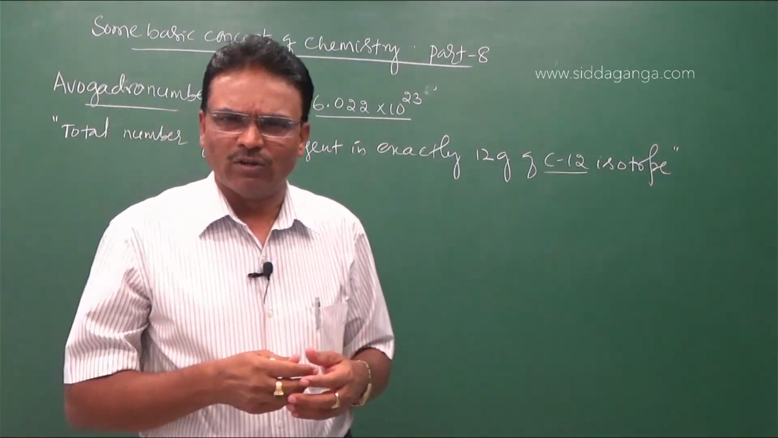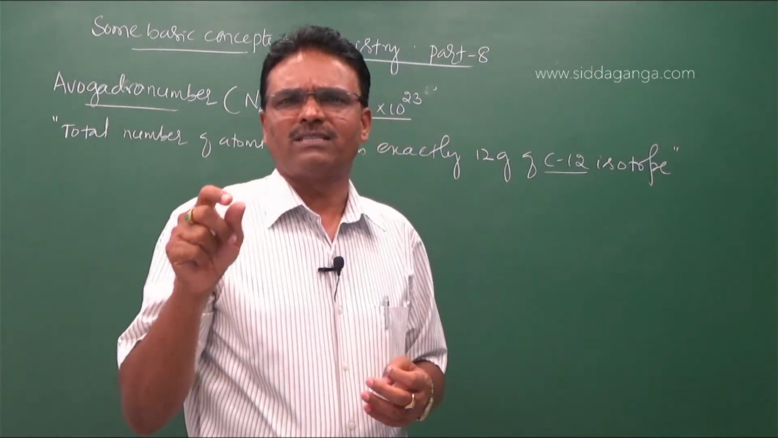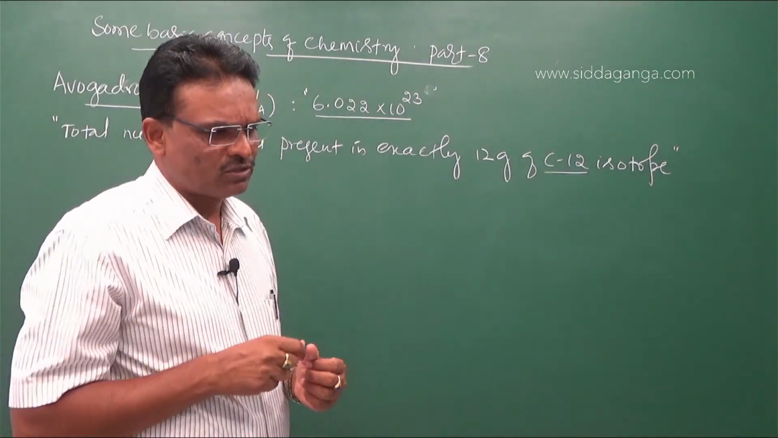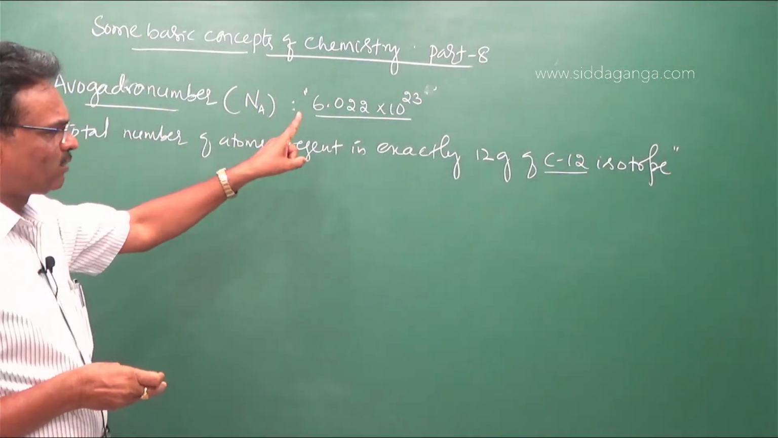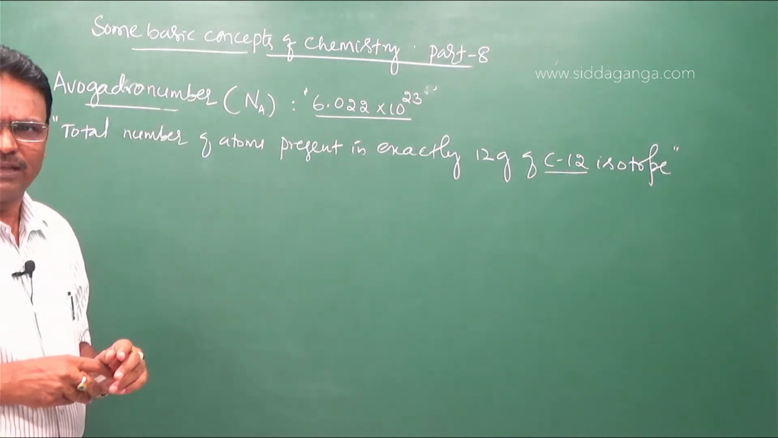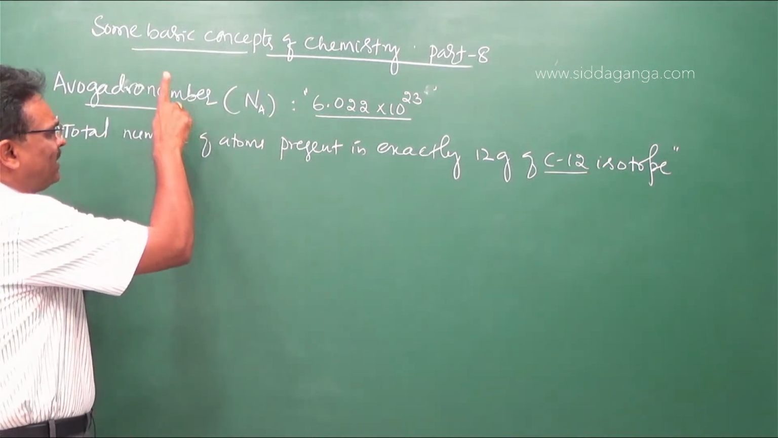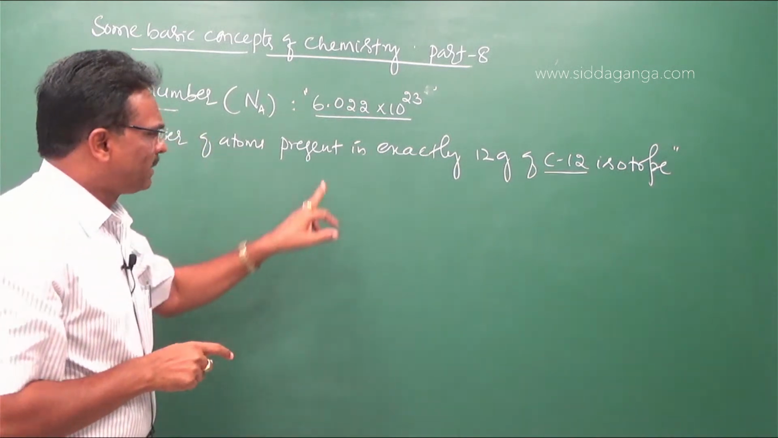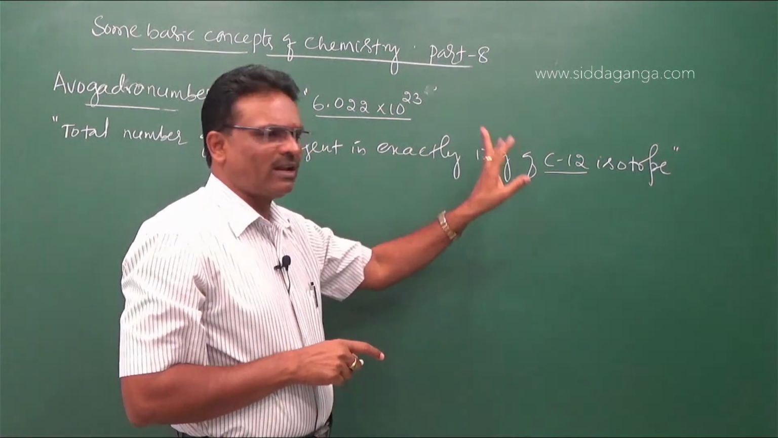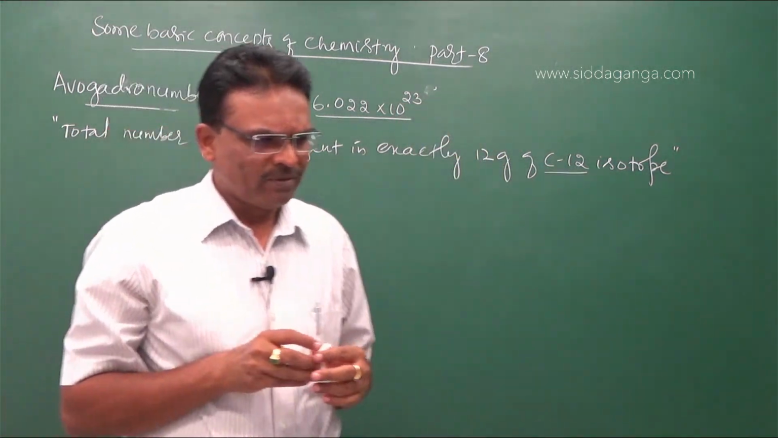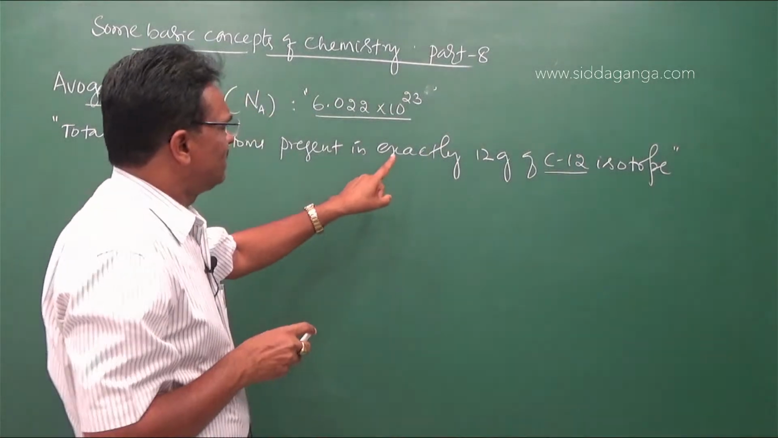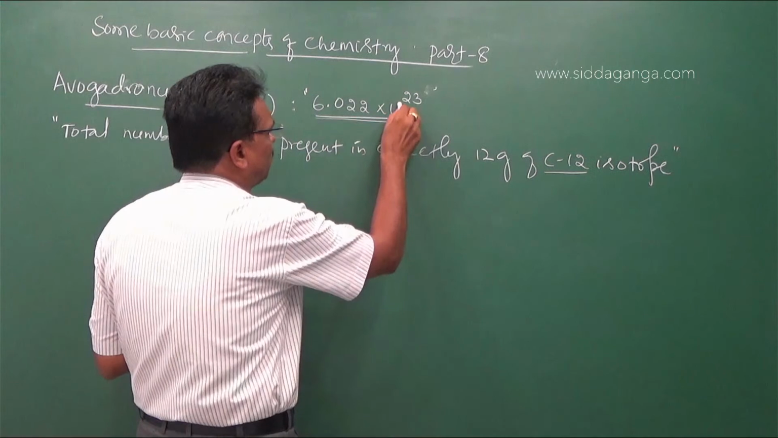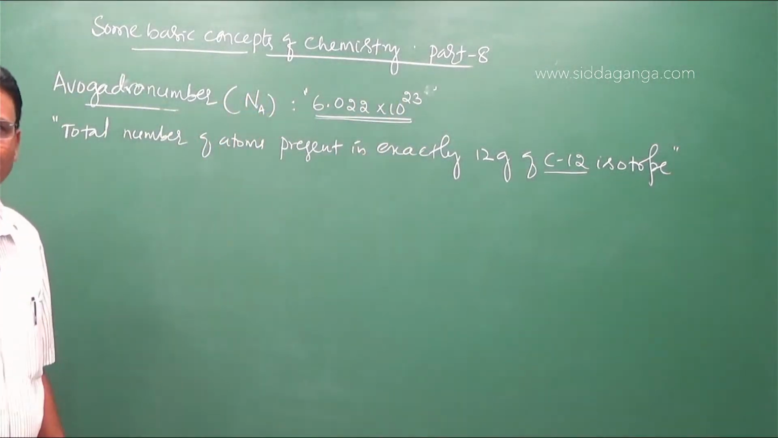So in general we know that gram atomic mass of any element also contains Avogadro number of atoms. Clear? So remember, when asked what is meant by Avogadro number, it means the total number of atoms present in exactly 12 grams of carbon 12 isotope. So this value is a constant value. It is found to be 6.022 into 10 power 23.